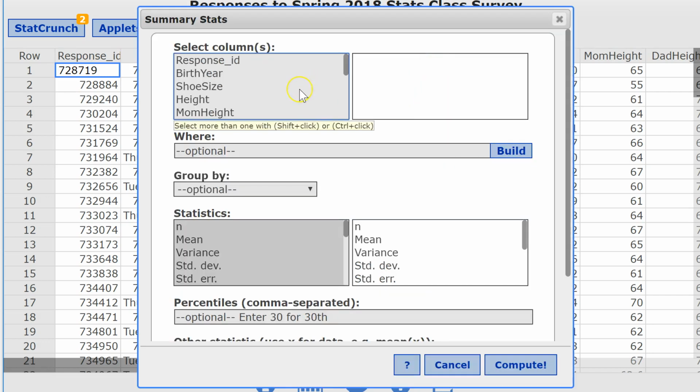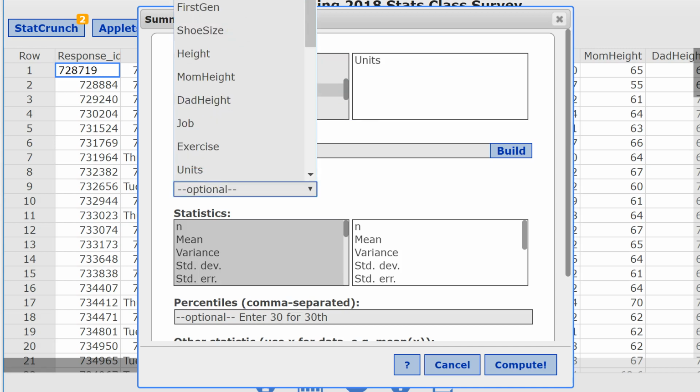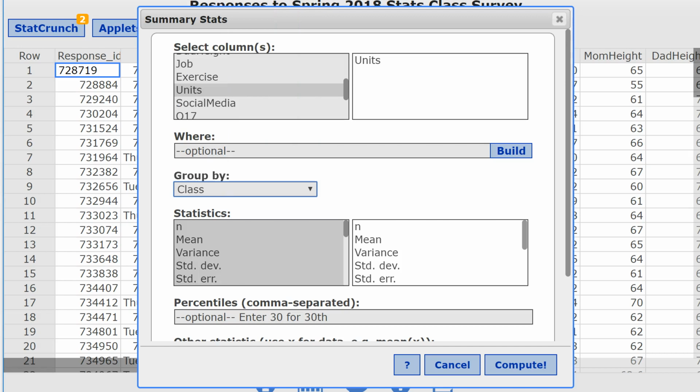So let's say, which categorical variable is fun? Let's look at units taken, and let's see if the class that someone is in influences their units taken. Because we may think that someone in a hybrid class or an afternoon class, not afternoon, but not 7 a.m. class, is taking more or less units. There might be some difference in units. Who knows? So I'm looking at units grouped by class.